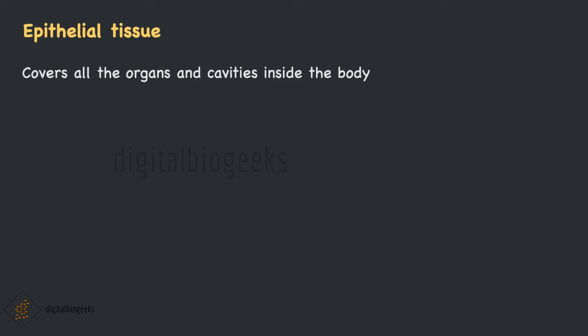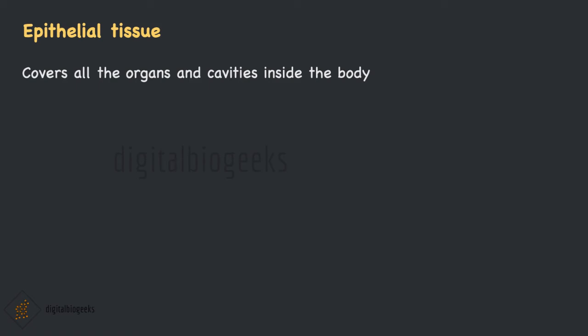This epithelial tissue helps to separate the different organ systems in our body. Our skin is made up of epithelial tissue. Like that, the epithelial tissues are present in the lining of the mouth. We know that blood flows through the blood vessels. These blood vessels are lined by epithelial tissues. They are present in lung alveoli and kidney tubules.